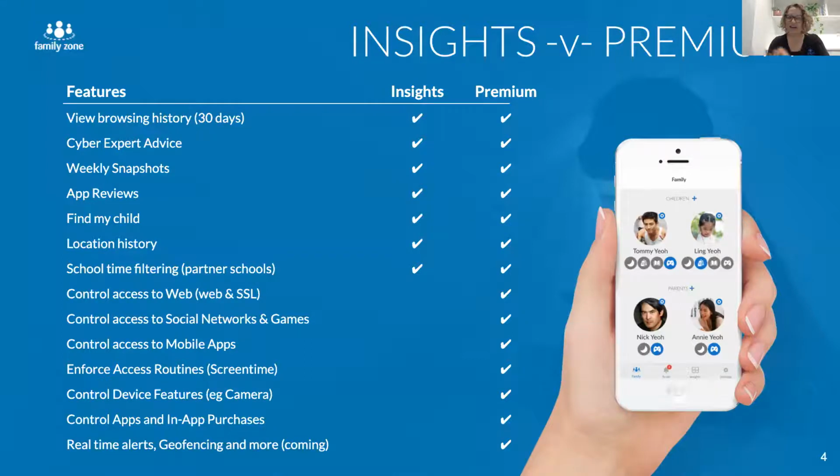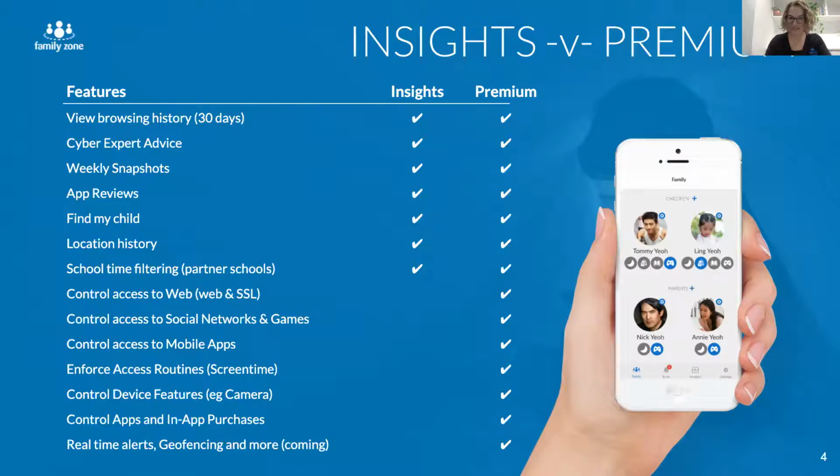Now, how do you know what type of subscription you've got? If you sign into your Family Zone app on your parent device, Insights customers will have a red banner across the top of your screen. Premium customers won't have that, okay? So if you're an Insights customer and you do want to upgrade, just simply click on that red banner and that will take you into a premium account. All right, so without any further ado, let's get started.